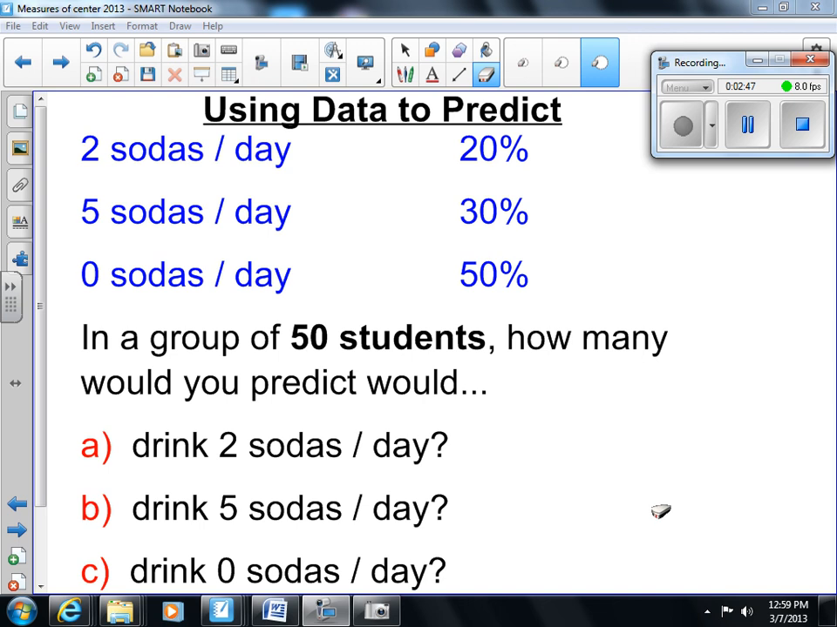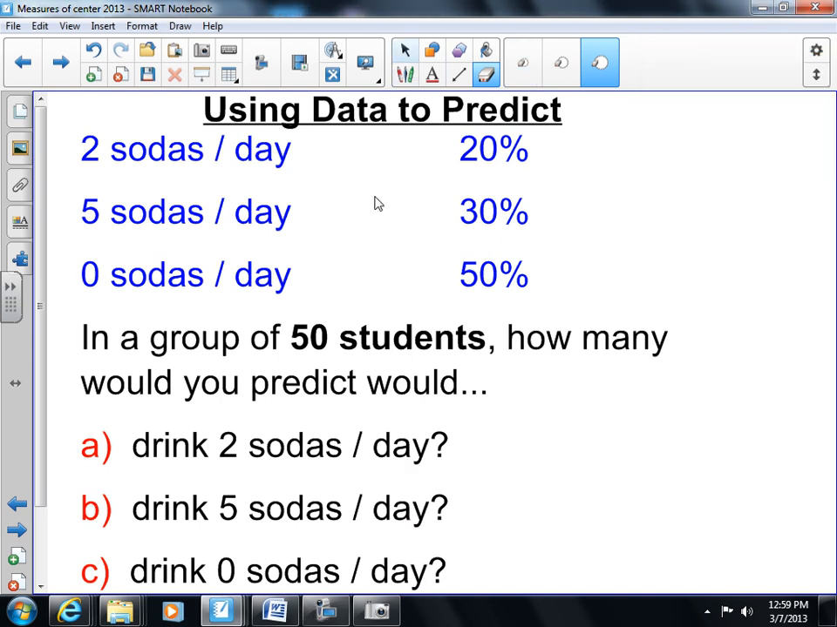All right, now let's use data to help us make a prediction. Okay, I've collected some data. I did a survey in this class, and I found that 20% of the class said that they have 2 sodas per day. 30% of the class said that they have 5 sodas per day, and 50% of the class says they don't have any soda every day on an average. So given this data, let's see if we can make a prediction if we were to include all the 7th graders or a group of 50 students. How many would you predict would drink 2 sodas per day? How are we going to figure that out?